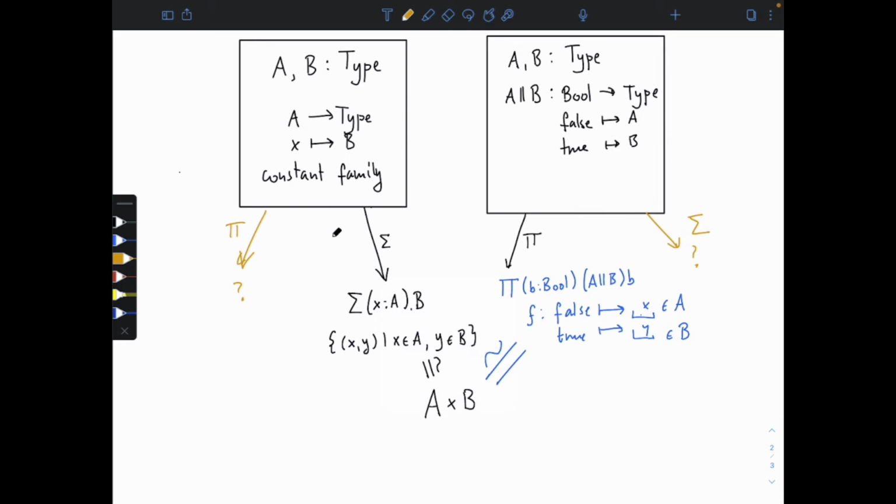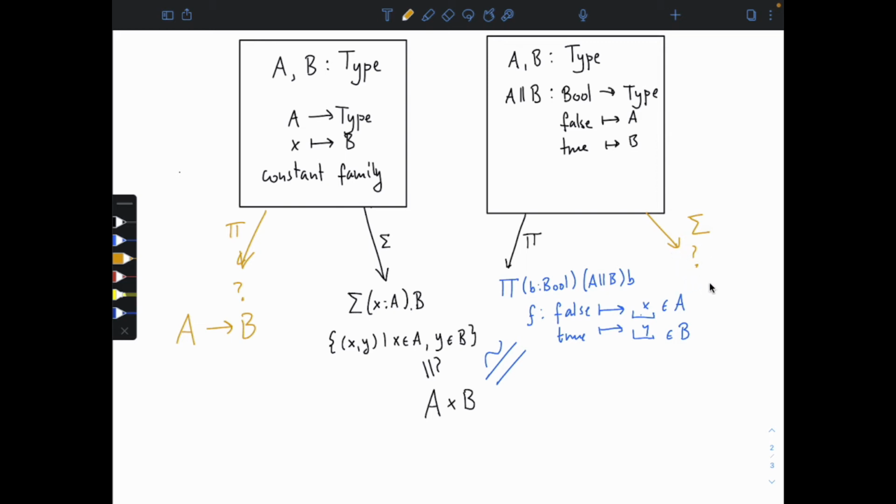So, what do we get if we take the dependent, the constant family, and then we take the product? What's it going to be? Function type? Yes, from what to what here? From A to B. Because it's functions that take elements of A to corresponding types in B, but it's always B, so it's just A to B. What do we get here?